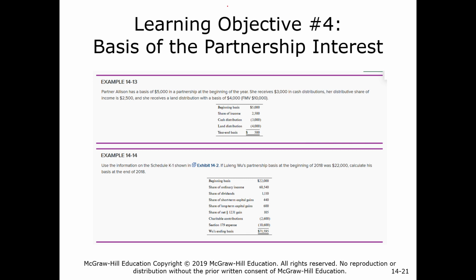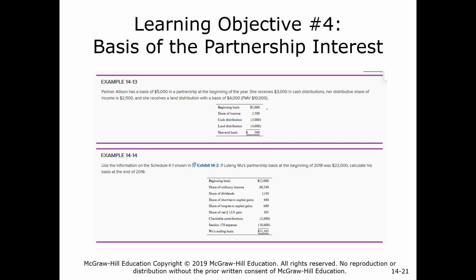Okay, so we have a couple of examples here. We have Allison, who has a basis of 5,000 in a partnership. She received 3,000 in cash contributions and 2,500 in ordinary income and some other items. Okay, so the first thing that we need to do is calculate her basis without consideration of the distribution. So the distribution will be the last item that we're going to consider.